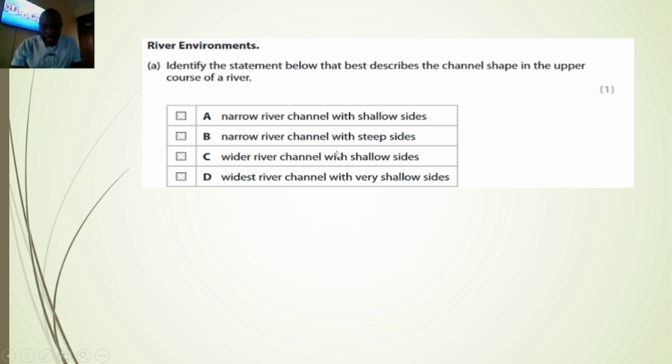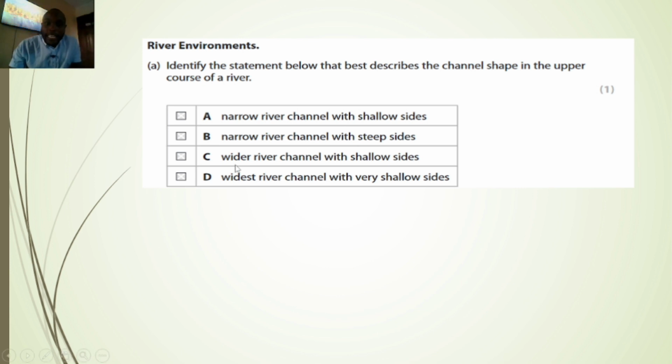Then narrow river channel with steep sides. Steep sides in the upper course, very cool, because of the gradient. When you have those steep sides, that is in the upper course of the river. Narrow river channel, that is for the upper course. So both of them are right, which is the answer.